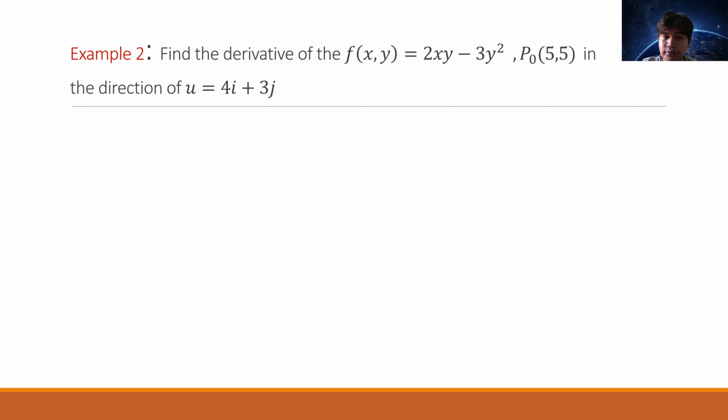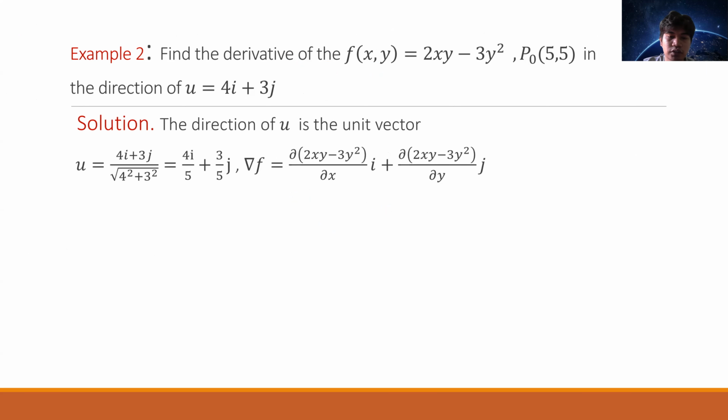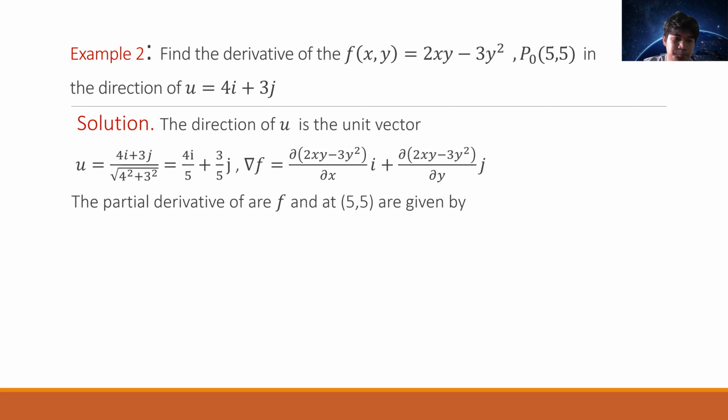Here is example number 2. Find the derivative of the function 2xy minus 3y square at point p sub 0 in the direction of u equal to 4i plus 3j. So the unit vector here is equal to 4i plus 3j over the square root of 4 square plus 3 square, which equals 4 over 5 i plus 3 over 5 j. So the gradient vector here is equal to the partial derivative of f with respect to x, i, plus the partial derivative of f with respect to y, j.